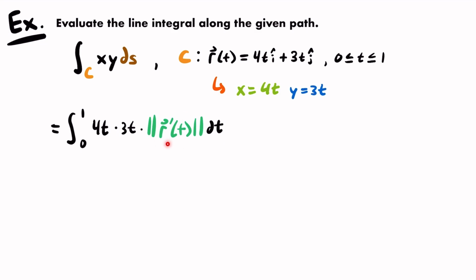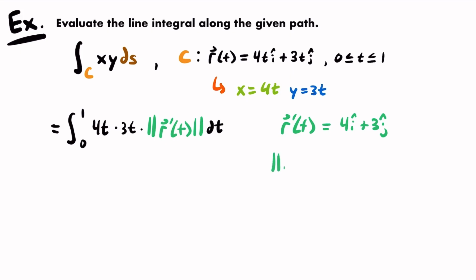And so we're not quite ready to evaluate this line integral yet. We still need to find this piece right here, the magnitude of the derivative of the vector function that represents the curve. And so in order to find that magnitude, we must first take the derivative of this vector function. So let's do that here. Vector r prime of t will be equal to 4i plus 3j.